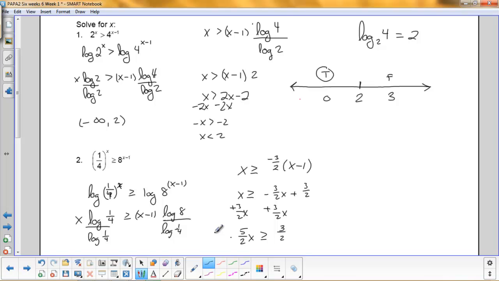Multiplied by the reciprocal, that's 2/5. And x is greater than or equal to 3/5.